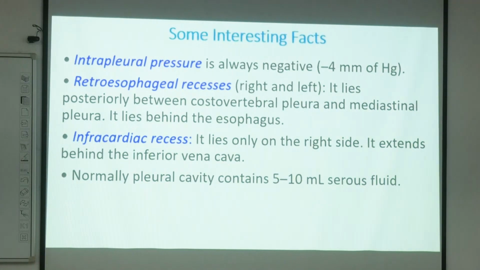Now the intrapleural pressure, that is important. This is important for your MCQ and Viva. Intrapleural pressure is always negative. It is minus 4 mm of Hg. Okay. And the other two recesses are discussed here. Retroesophageal recess is present on right and left side and it lies posteriorly between the costovertebral pleura and the mediastinal pleura, and it lies behind the esophagus. That's why the name retroesophageal recess. Now infracardiac recess lies only on the right side and it extends behind the inferior vena cava.